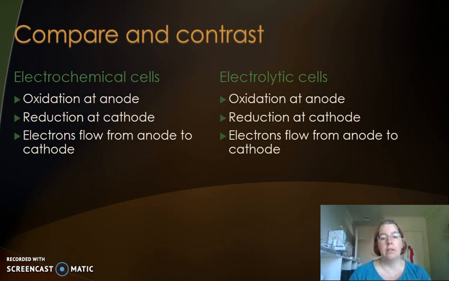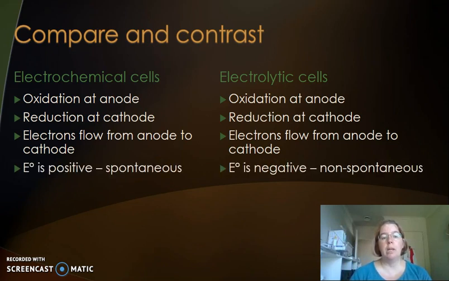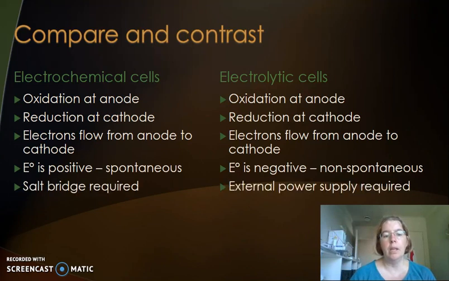Now, however, we get to the things that are slightly different. So first up, in an electrochemical cell, we have a positive E0 value for the cell, and the reaction is spontaneous. In an electrolytic cell, the E0 is negative, and the reaction is non-spontaneous. In an electrochemical cell, we need to have a salt bridge or some medium for the electrons to flow from the half equation that's occurring at the anode to the half reaction that's occurring at the cathode. Whereas in an electrolytic cell, we need an external power supply, otherwise the reaction won't happen.